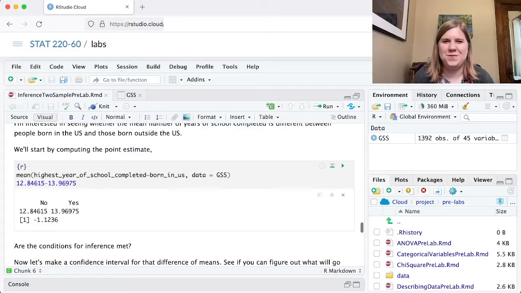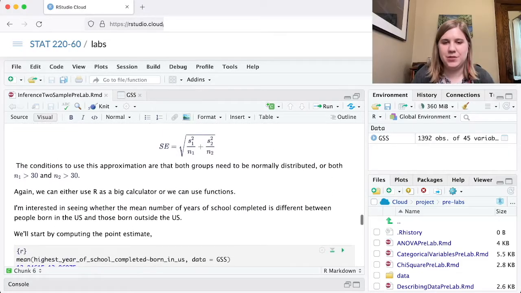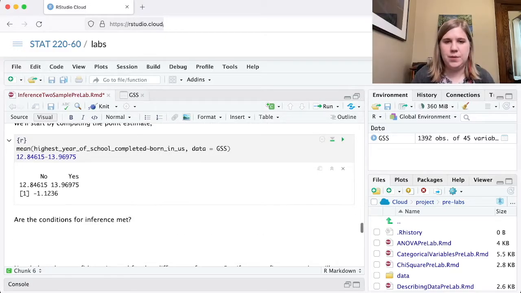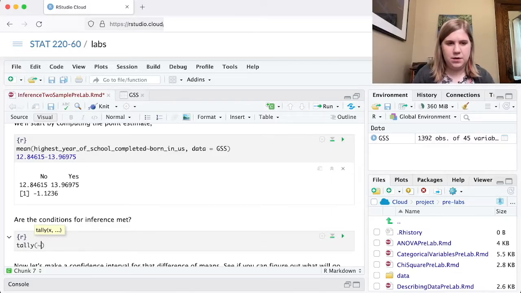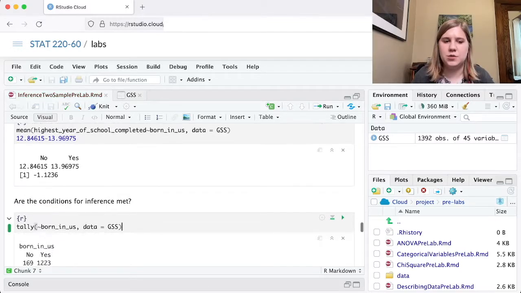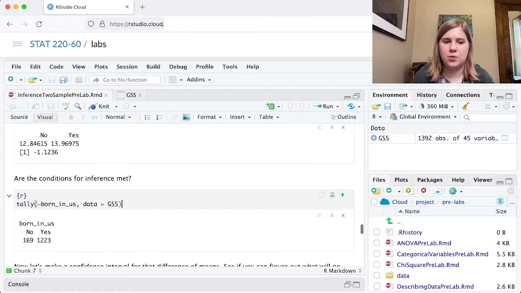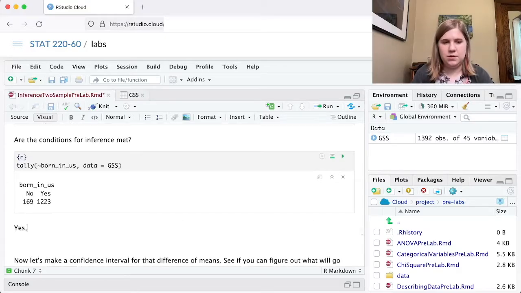And then are the conditions for inference met? So we need the data to be normally distributed, or we need both those groups to be greater than 30. I think the easiest way is going to be to see if those groups are greater than 30. So I'm going to throw another R chunk in here, and I'm going to do a tally of born in US and then data is equal to GSS, because this is going to tell me how many people are in each group. Looks like 169 people in the no category and 1,223 in the yes category. And so, yes, both groups are greater than 30.